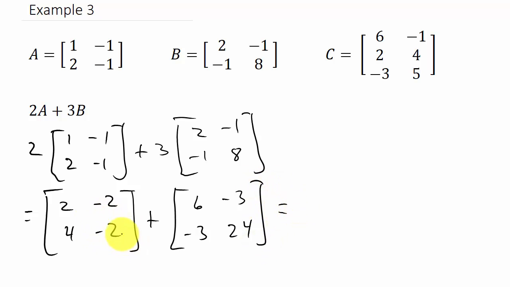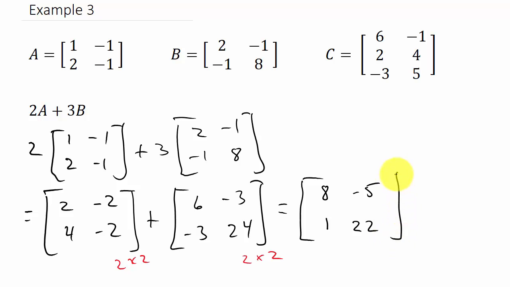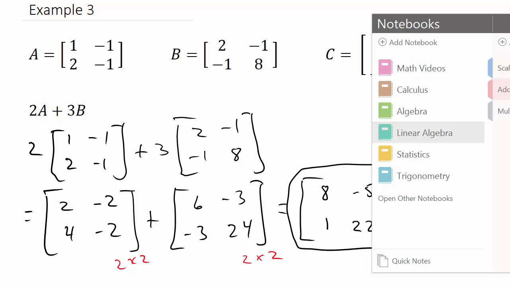And now you can see here I have a 2 by 2, and I have a 2 by 2. Since the dimensions are the same, I can add the matrices. Alright, so I've got 2 plus 6 is 8, negative 2 plus negative 3 is negative 5, 4 plus negative 3 is 1, and negative 2 plus 24 is 22. And here's my answer.